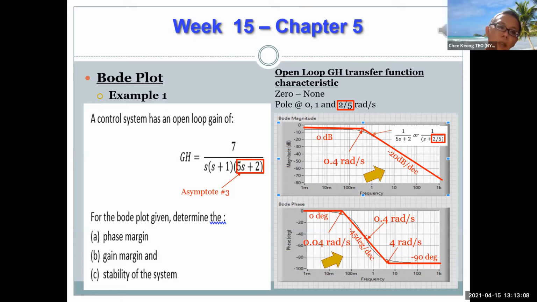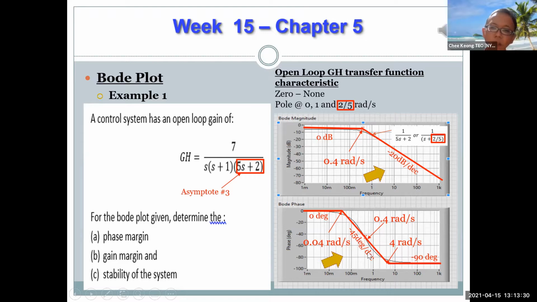So basically, the third term, slightly different from the second term, is that you have to calculate what your root frequency is. So you equate this to 0, it will be 2 over 5, which is 0.4. So the root is at 0.4. So basically, it's a straight line for the magnitude plot until the root, then it will slope down because it's a pole, at minus 20 dB per decade. So that's as simple as that, right?